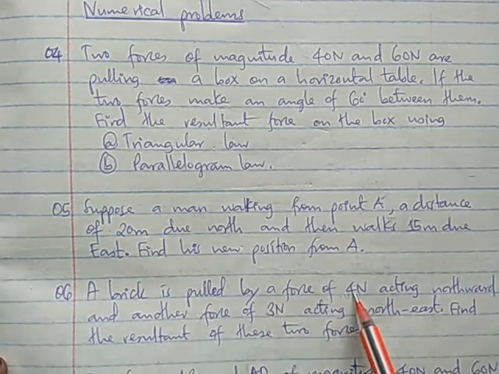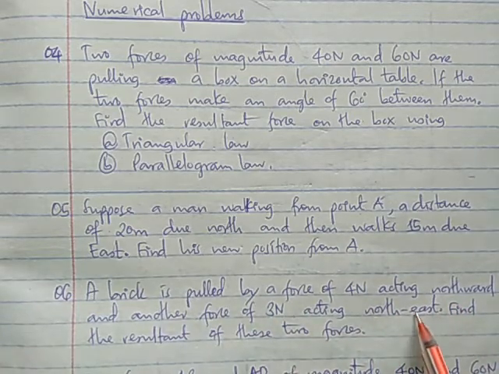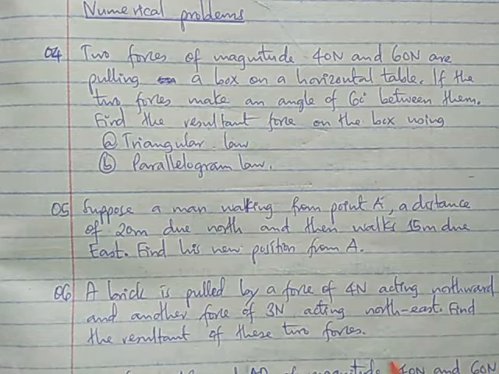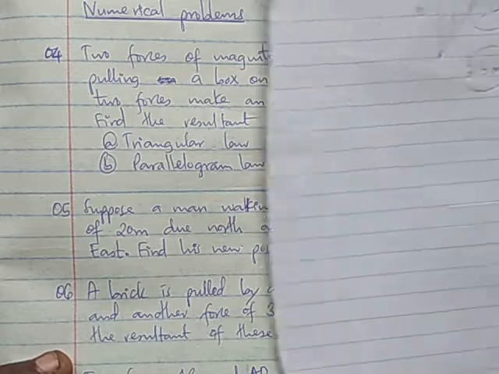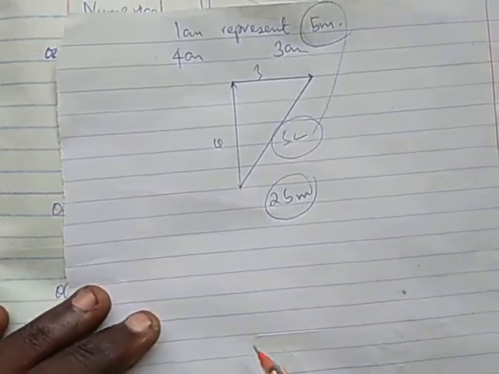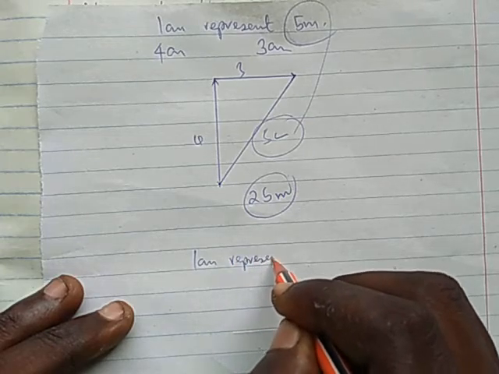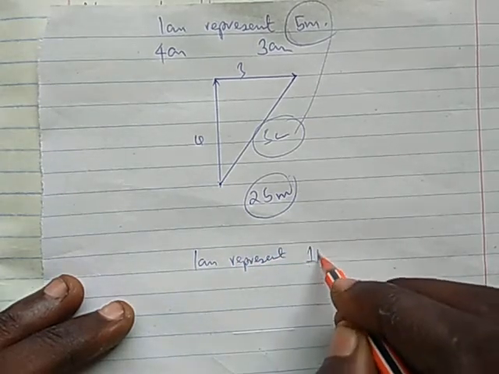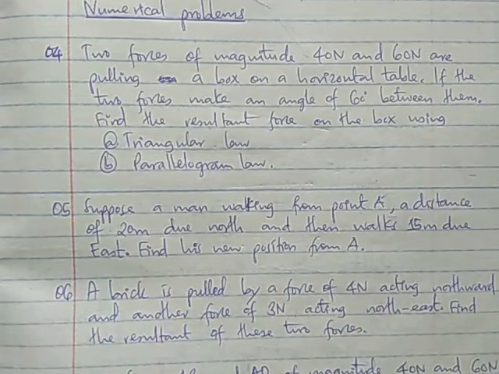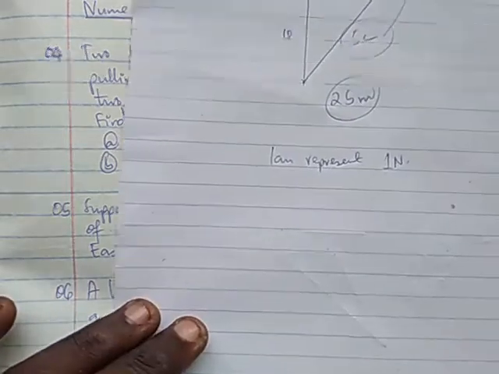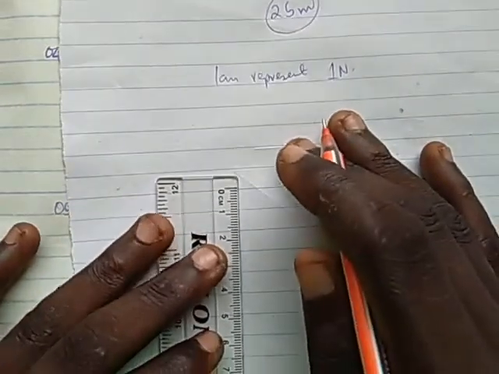A brick is pulled by a force of 4 Newton acting northward and another force of 3 Newton acting northeast. Find the resultant force of these two forces. So nitatumia scale ya 1 to 1, kwamba 1 centimeter represent 1 Newton. Kwa hiyo brick is pulled by 4 Newton acting northward. 4 Newton ina act kwenda north, so nitakuwa na 4 centimeter acting to the north.